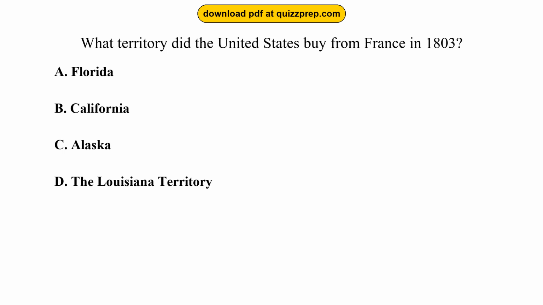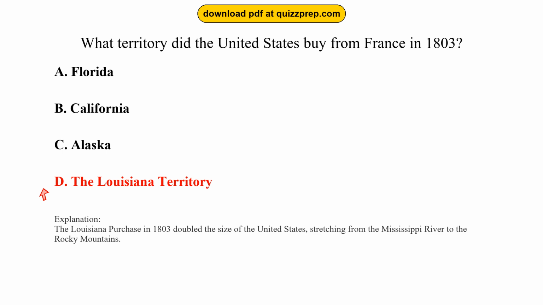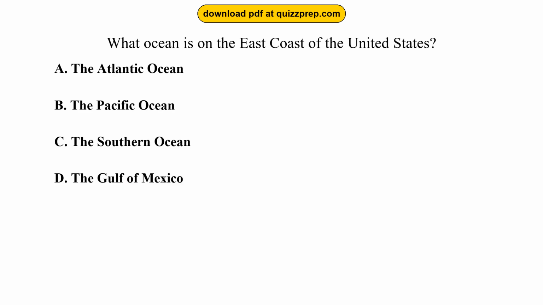Question 83. What territory did the United States buy from France in 1803? Option A, Florida. Option B, California. Option C, Alaska. Option D, the Louisiana Territory. The correct answer is option D, the Louisiana Territory. The Louisiana Purchase in 1803 doubled the size of the United States, stretching from the Mississippi River to the Rocky Mountains.